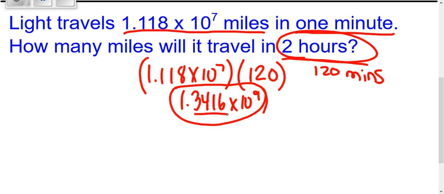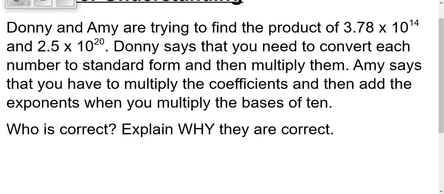All right, very tricky, and that's the question. Okay, last question. Johnny and Amy are trying to find the product of 3.78 times 10 to the 14th and 2.5 times 10 to the 20th. Johnny says that you need to convert each number to standard form and multiply them. Amy says that you have to multiply the coefficients and then add the exponents when you multiply the bases of 10. Who is correct? Explain why. Go ahead and do that question and press pause now.